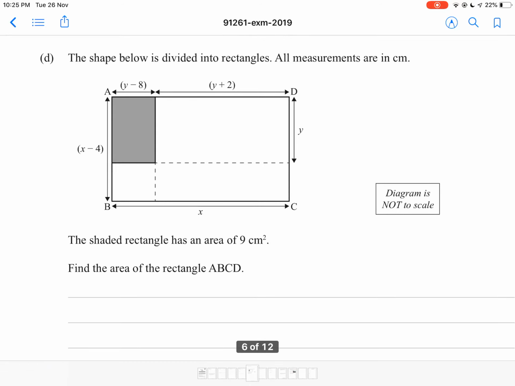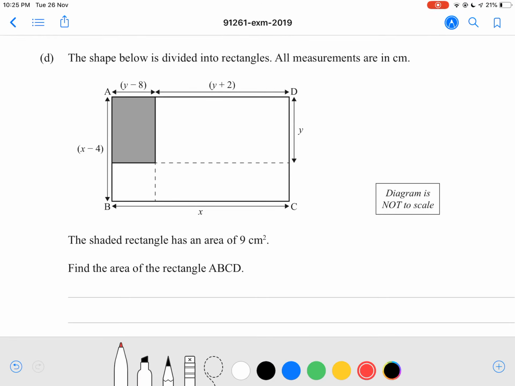Alright, question D, the controversial question. The shape below is divided into rectangles. All measurements are in centimeters. The shaded rectangle has an area of 9 centimeters squared. Find the area of the rectangle ABCD. I'm going to work through the question first, and after I finish working out the answer, I'm going to tell you what was really wrong about this question. But I'm going to work it out first, okay?